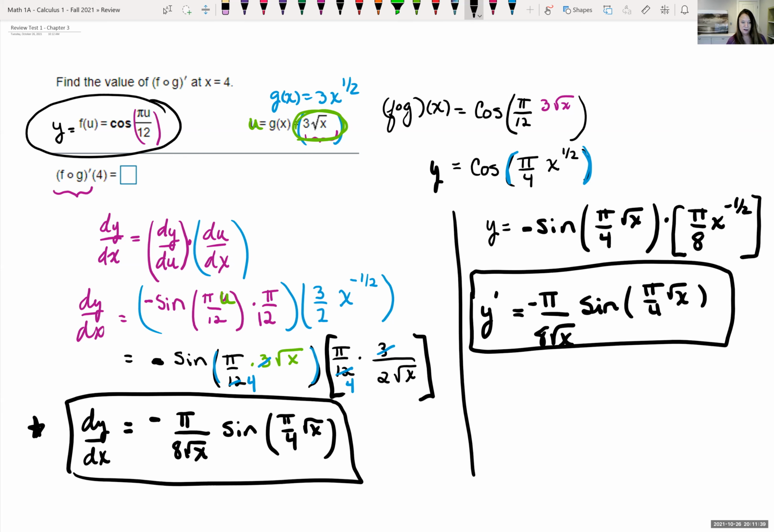I think it's easier personally that when we rewrote it just as that composition of function instead of breaking it down like they had done for us, and just use the chain rule. But either way is correct.